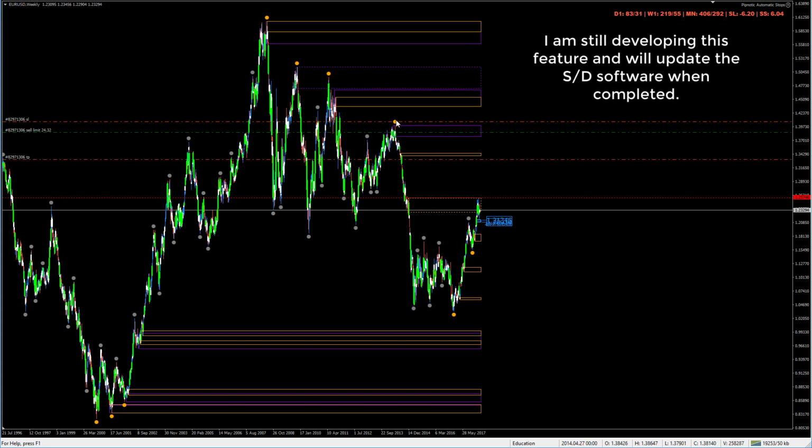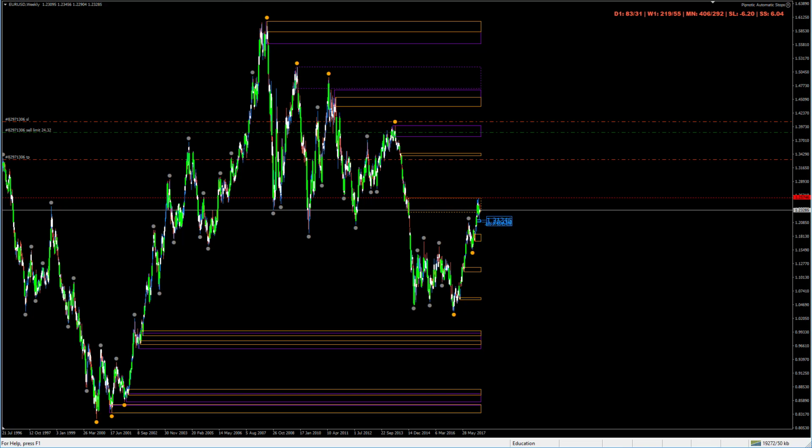And notice that we have this little orange dot here that tells us an area that price has not been back to. All these gray ones here, price has been back to this area and here. So these are not interesting to us, but price has not been back to here. This is of course on the weekly chart.